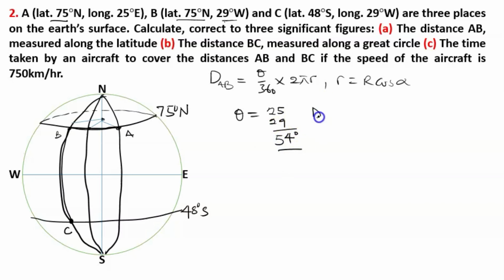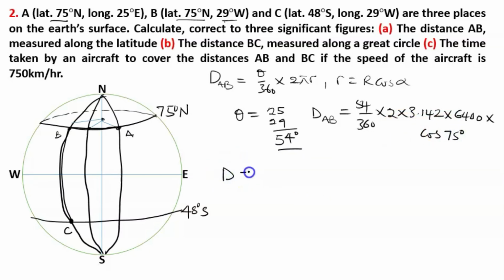So now our formula, the distance between A and B, is going to be 54 divided by 360 multiplied by 2 multiplied by 3.142. They didn't really specify for this. So 3.142 multiplied by, of course, the 6400, then multiplied by cos. Now their common latitude is 75 degrees. Let's get down here and express it very well.